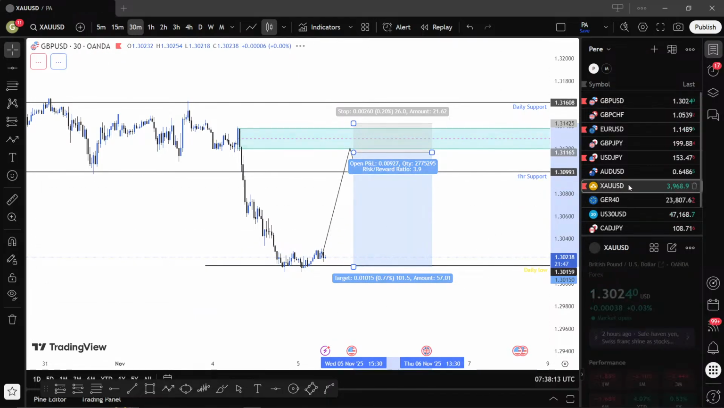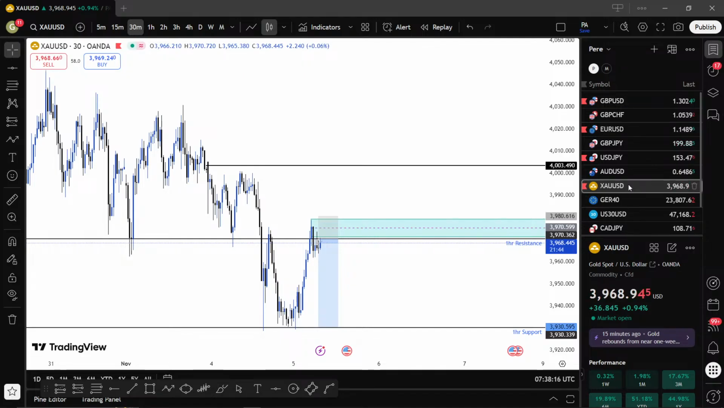So that is it. Now let me come over to gold. We had a setup on gold that we were looking into. You can see the market already came and then bounced off it. So I'm just going to sell gold right now on my phone. Okay, I'm just going to sell it right now. So I just sold gold on my phone right now.